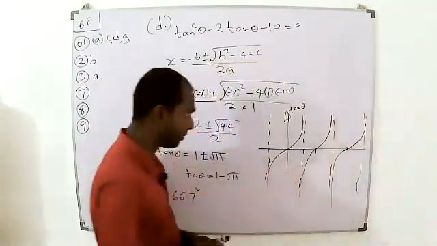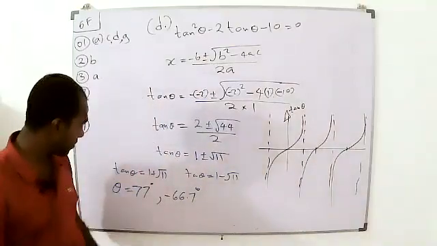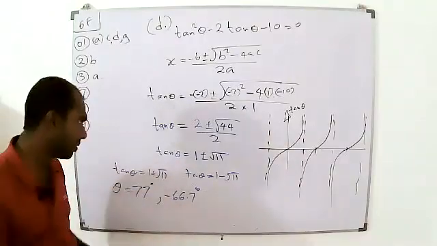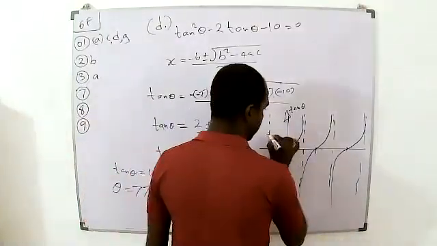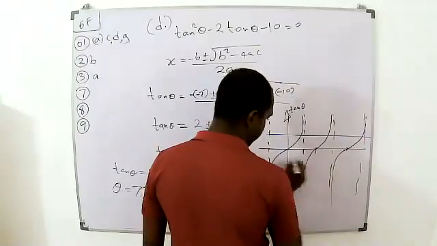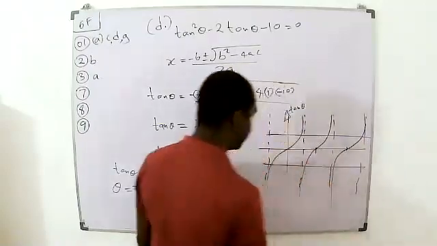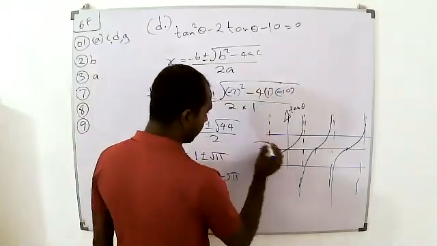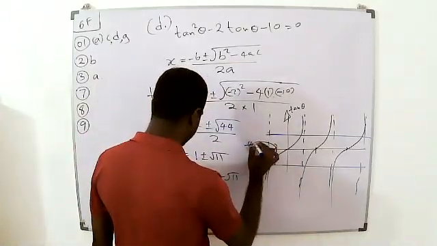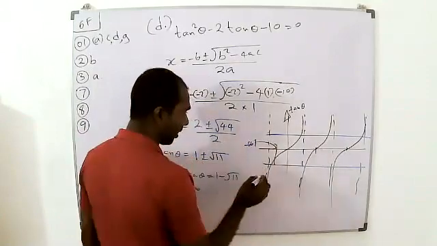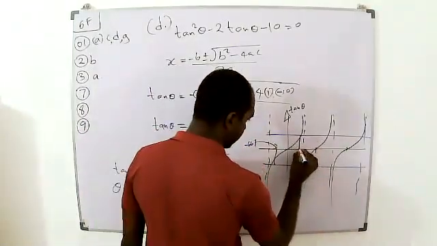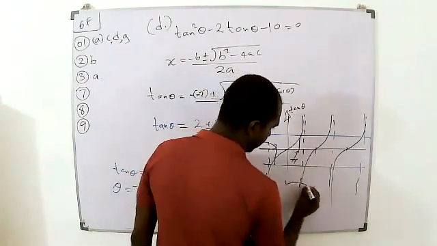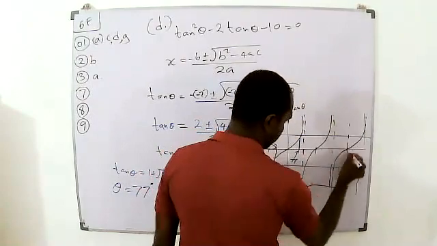So tan theta, what are the values? 1 plus square root 11. It's like something 4 something, no? We just draw a line here. We just need that this is positive and this is negative. This value came here at minus 67.7. That one came on this plus 77 here. This is acceptable. Why? It is in the given range. Now our given range is here to here.